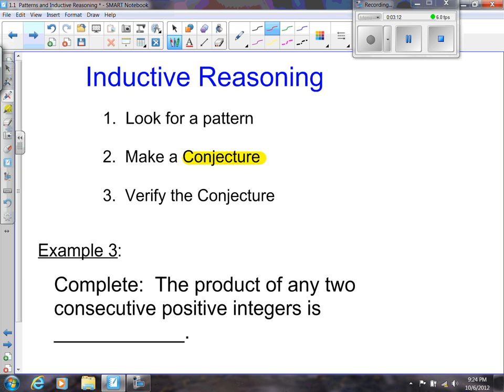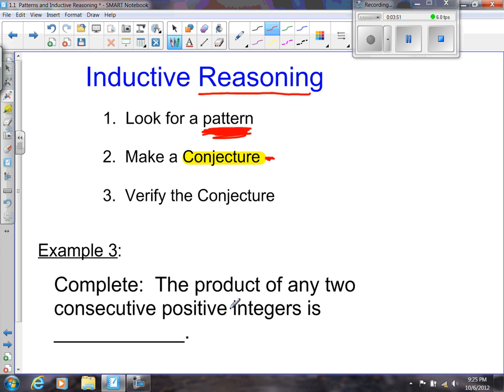In geometry, we're going to be doing a lot of reasoning. It's a very important skill that you'll probably take out of geometry. There are 2 different types of reasoning: inductive, which we're going to talk about in chapter 1, and deductive, which we'll talk about in chapter 2. Inductive reasoning is looking for a pattern. That's the key part. Look for a pattern, and then we can make a conjecture. A conjecture is basically a statement that we believe to be true, and then we're going to verify that conjecture.